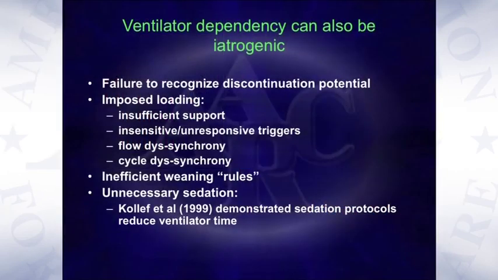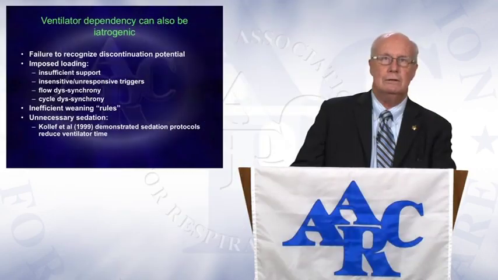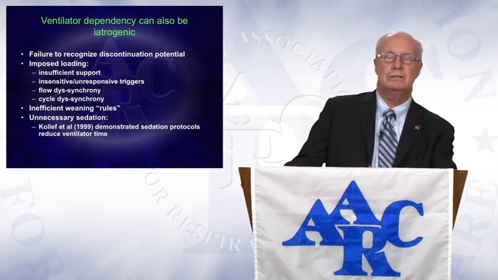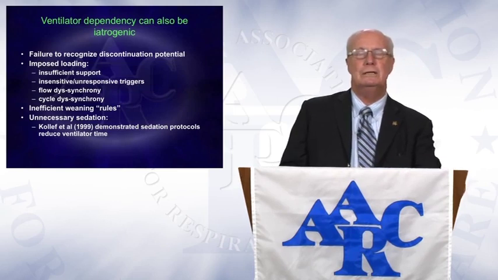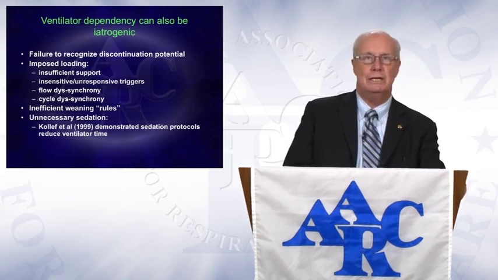Failure to recognize discontinuation potential is a major cause of iatrogenic ventilator dependency. But there are other factors as well. Imposed loading. We don't set the ventilator properly and we don't give them enough support. We have triggers that don't respond properly. We have flow dyssynchrony. We don't match the flow to the patient's demand. We have cycle dyssynchrony. All of these things can contribute to muscle loading, what I call imposed loading, and can make the patient more difficult to come off the machine.